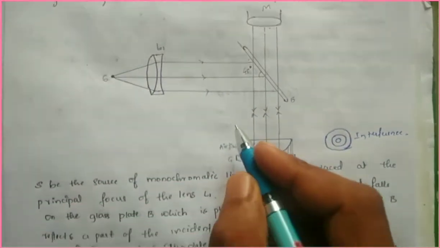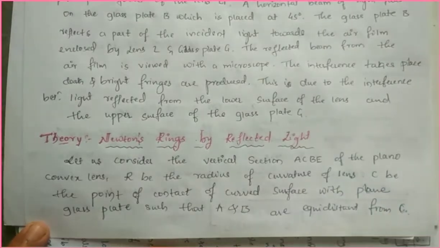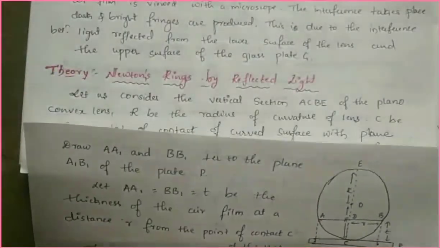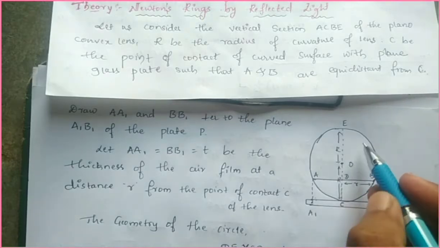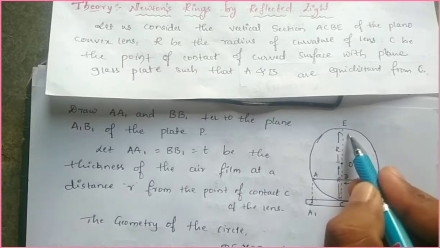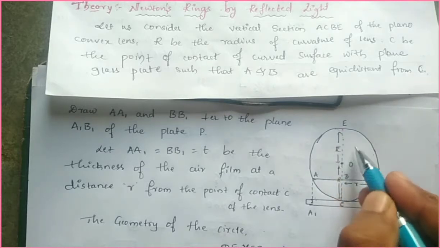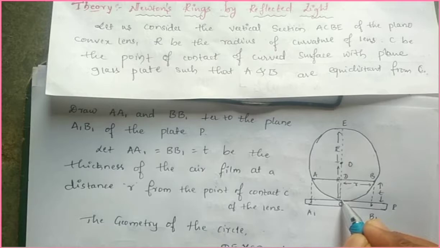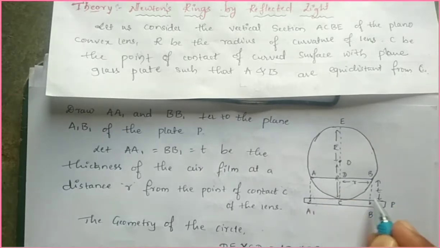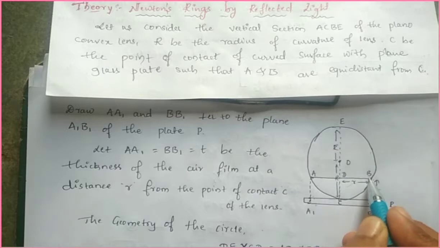This is the general construction of Newton's rings. Now we discuss the theory of Newton's rings by reflected light. Consider the vertical section of the plano-convex lens, taken as A, C, B, E of a convex lens. R is the radius of curvature of this lens, and C is the point of contact of the curved surface with the plain glass plate, such that A and B are equidistant points from C.